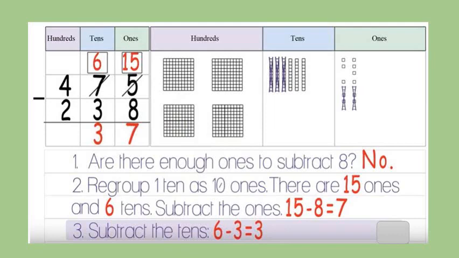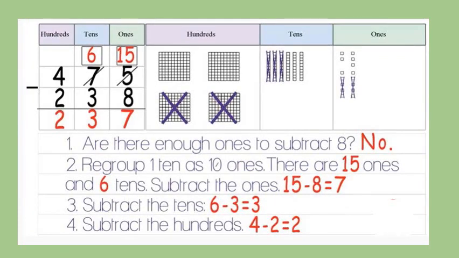I will go to my drawing and I will cross out 8 ones. So 15 minus 8 equals 7. Well done. And then I will go to my tens and then I have 6 minus 3. I'm going to cross out 3. The answer is 3. Very good.